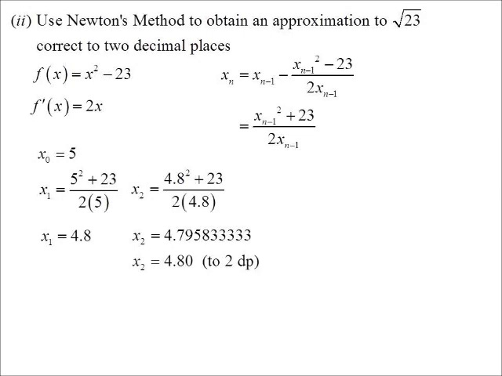And we want to keep going, remember, until we get the same answer. And gosh, look what's happened. I've got the same answer. So remember, we're doing it to 2 decimal places. So bingo, I've got it straight away. So 4.80 would be the square root of 23 to 2 decimal places.